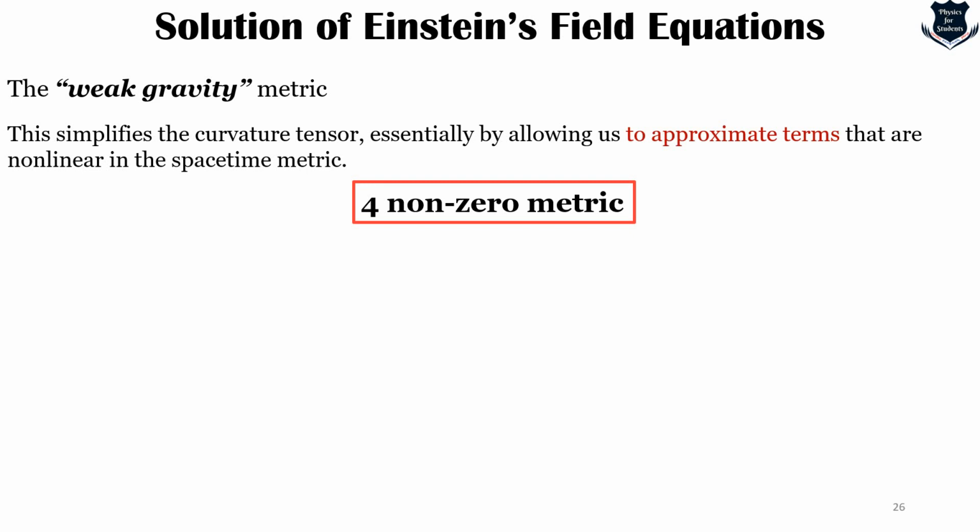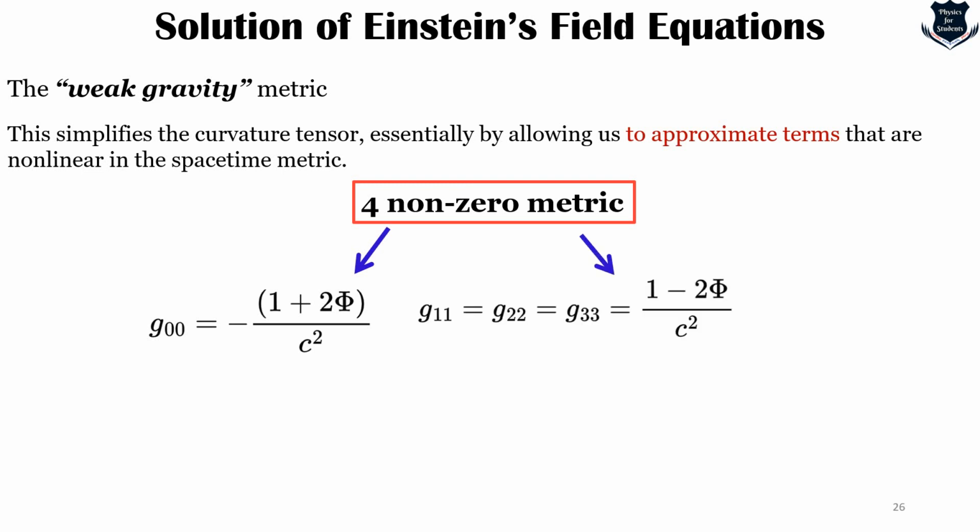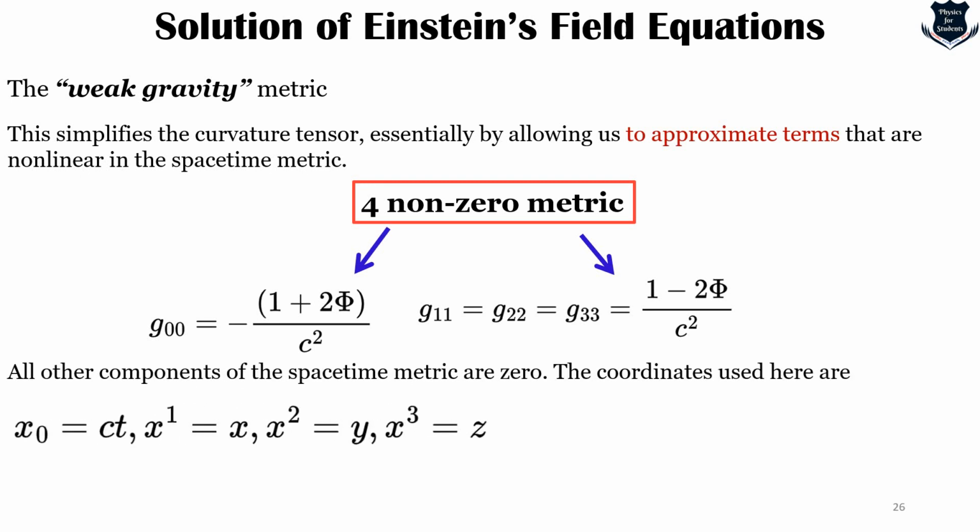So the solution which emerges has four non-zero metric components. We get g00 as minus 1 plus 2 phi. We will just see what phi is. It's basically the Newtonian gravitational potential, and all the other components of the space-time metric are now 0. The coordinates used here are x0 equals ct, x1 equals x, x2 equals y, and x3 equals z.